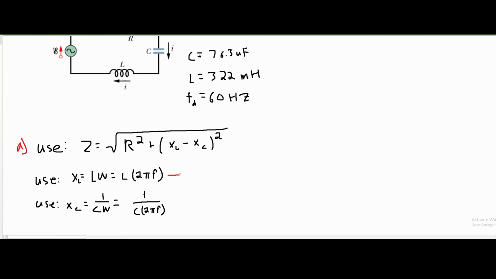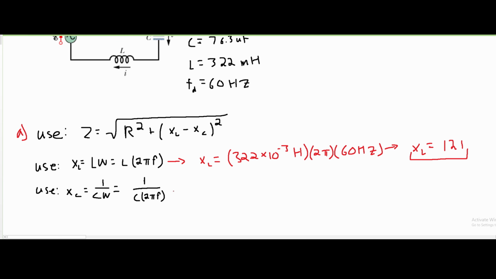And we can start plugging in our values, starting with our X of L. Our X of L is 322, and we have to multiply this by 10 to the negative 3 to make it henries, multiplied by 2 pi, and then our frequency, which is 60 hertz. After we plug all this into a calculator, we are going to get approximately 121.